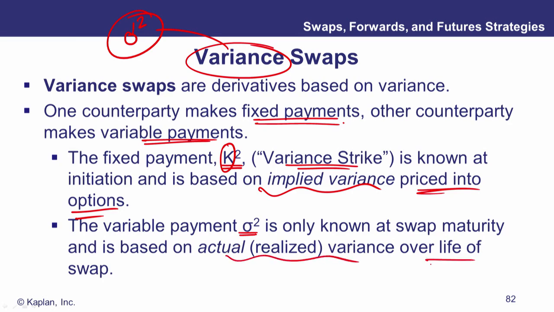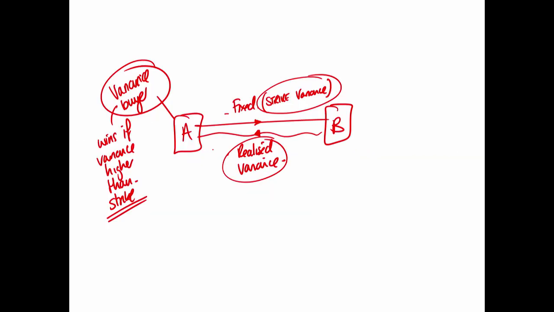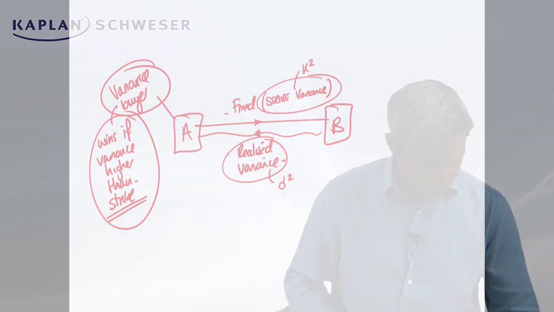So with all swaps, these payments are netted off. There are no payments at the outset, but there's a payment at the end which represents the difference between this sigma squared and this K squared. If sigma squared is high relative to K squared, then a payment will be made to party A, because they win if the variance is higher than the strike. Strike variance here, K squared, realized variance, sigma squared. That's the general picture here.